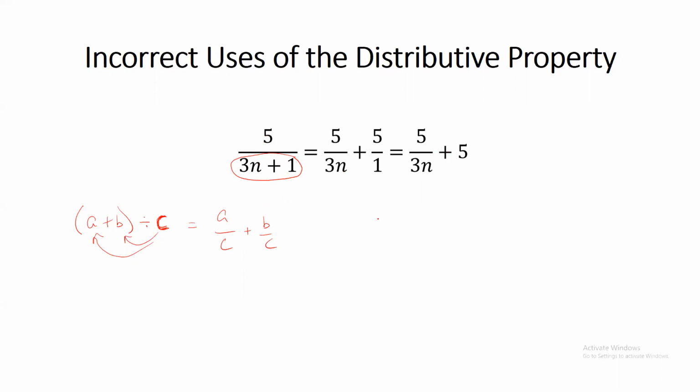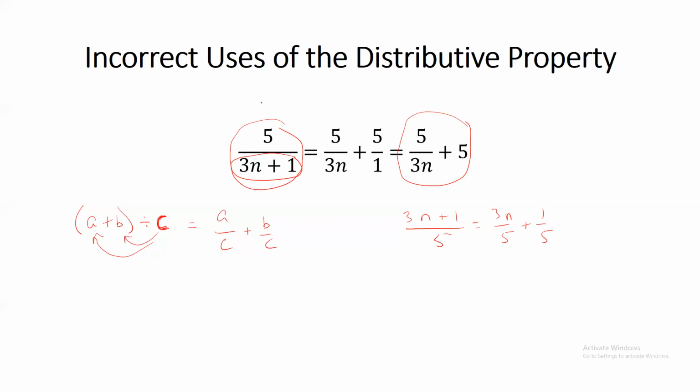If we had an expression 3n plus 1 over 5, then yes, you could say the answer is 3n over 5 plus 1 over 5. It does not work in reverse. And by the way, it's not very difficult for us to just plug in a number for n and see that the expression that we have on the left will not match the result that we get.